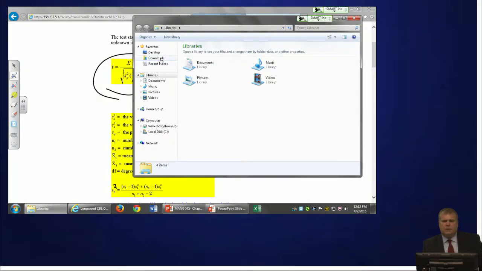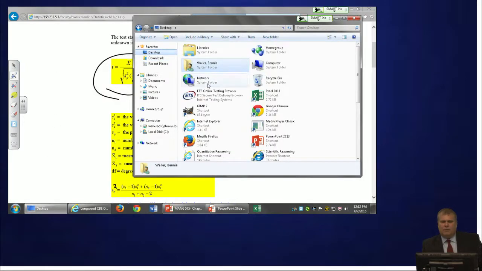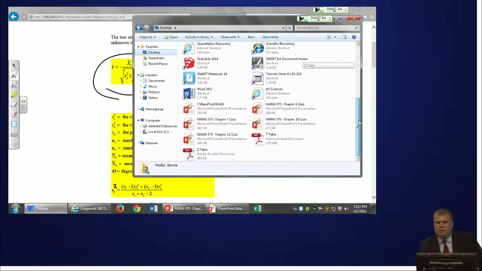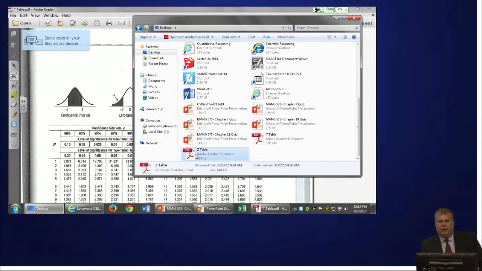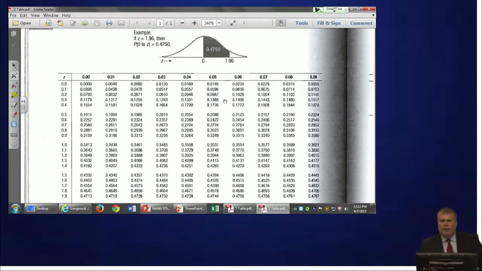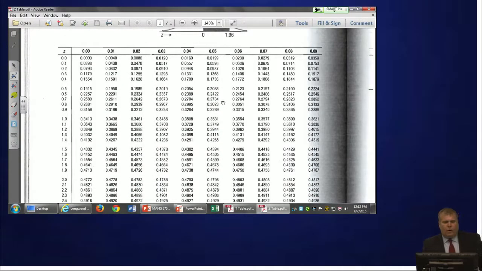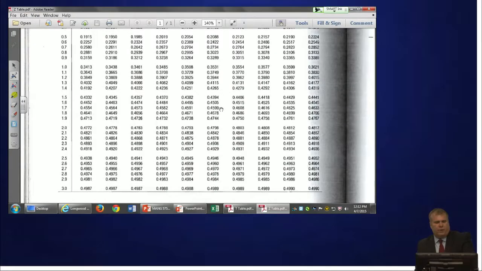my tables. Did I have them here? T table, yep, there's a T table. So, and also I'm going to go ahead and open the Z table. The Z table, the one that I just showed you, you would look up 0.49, and when you look up 0.49, you're going to get 2.33, I believe. That's it. 2.33 would be your Z statistic if it was a Z test.